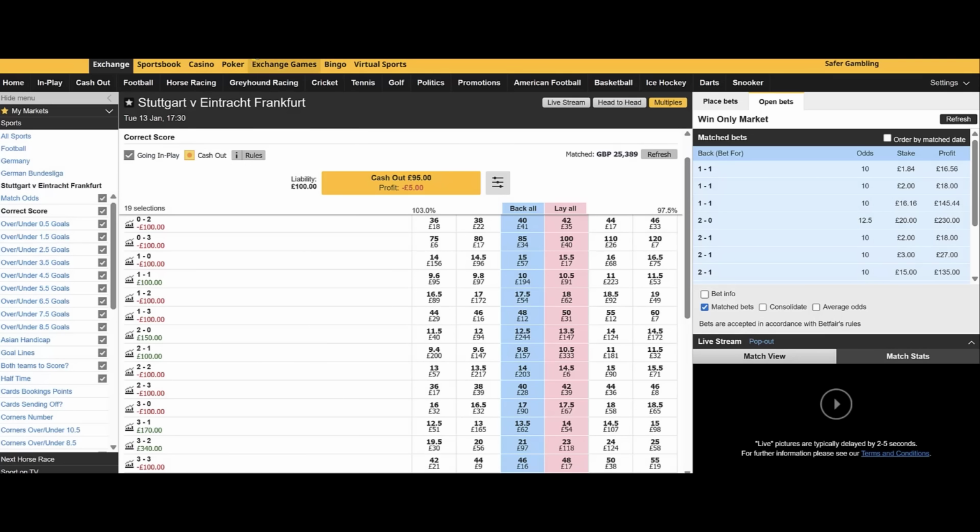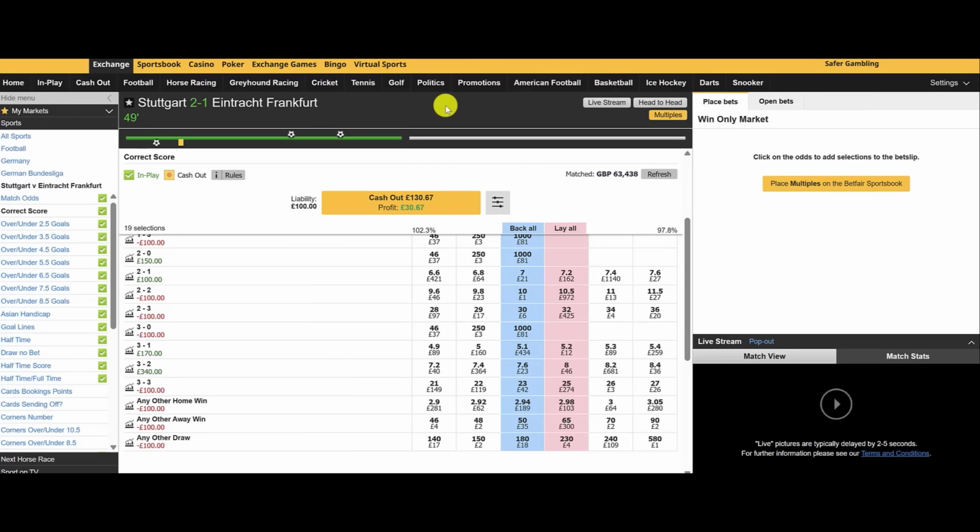Stuttgart against Frankfurt just about to kick off. We'll give you more updates in play. Just reached half time. It's Stuttgart 2, Frankfurt 1. So a goal-filled first half, which isn't actually what we ideally want when you're trading a correct score market. You don't typically want 3 goals in the first half. It can make things quite tricky, depending on the scores you've backed, obviously.